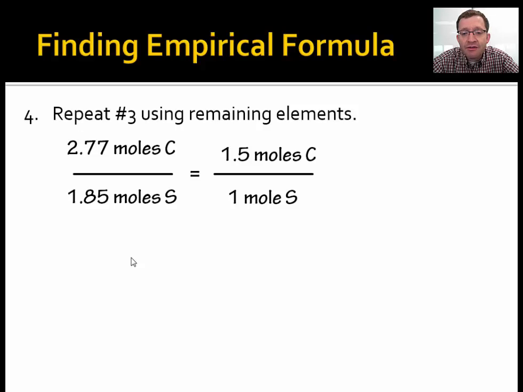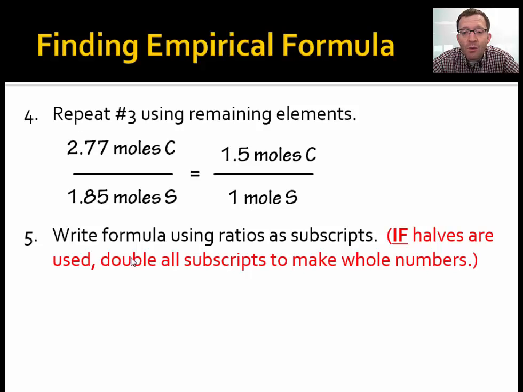Once we've done that, if there's another element in my compound, I'd have to do one more ratio with sulfur on the bottom again. But because there isn't another element, I'm done with my ratios. I've got a 4-to-1 ratio and a 1.5-to-1 ratio. Final step then is to take those ratios and turn them into subscripts. So it's kind of like when we wrote our hydrate formula. For example then, we've got a 1.5-to-1 ratio of carbon to sulfur and a 4-to-1 ratio of hydrogen to sulfur.